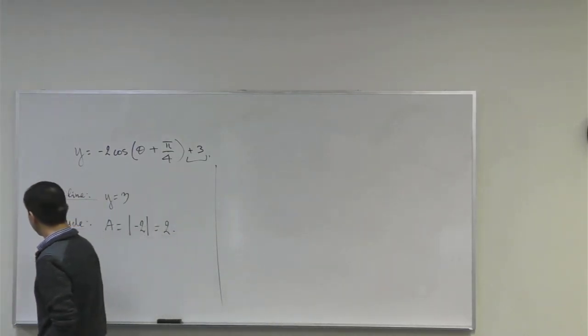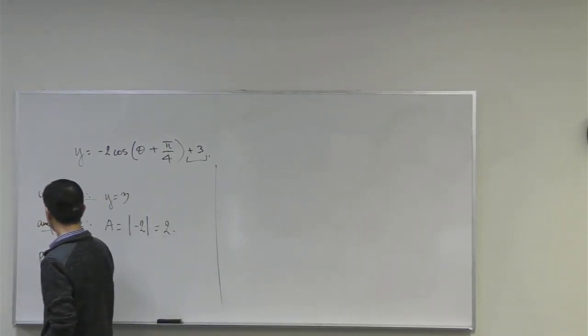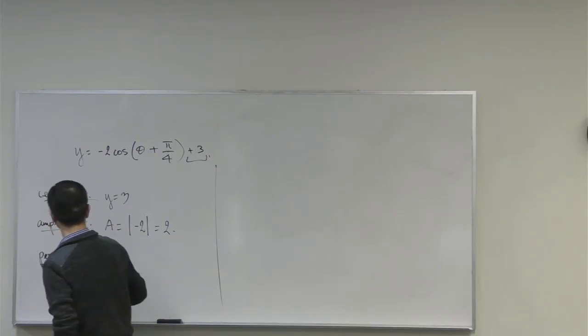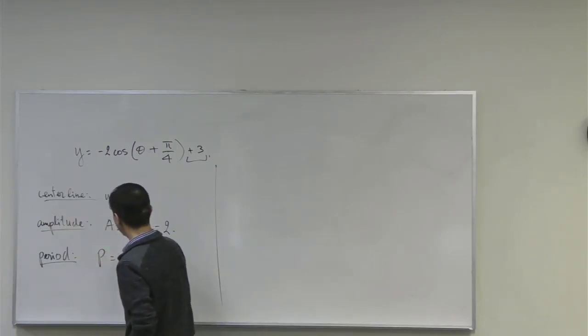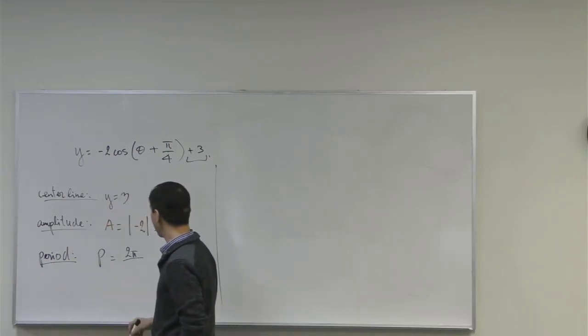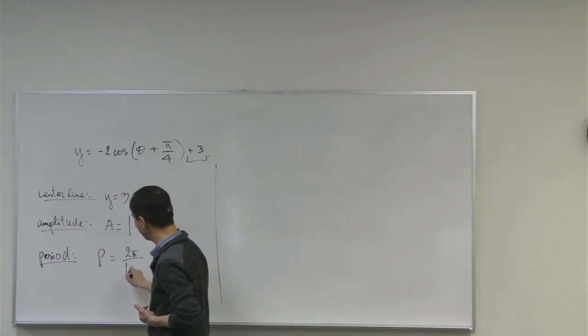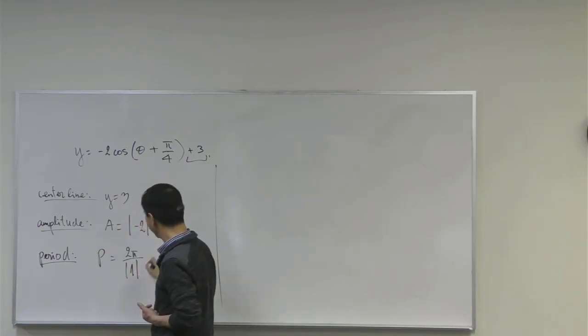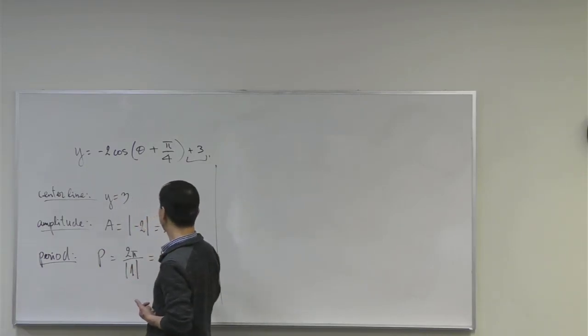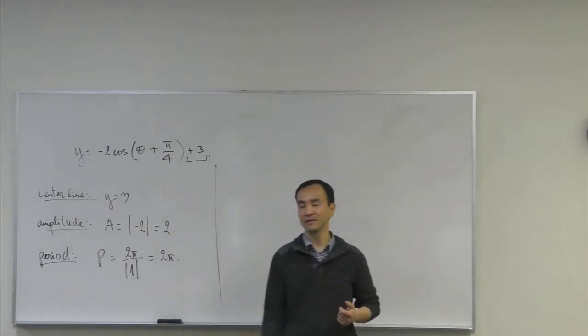The period this time: who can tell me how big that period is? It's always 2π divided by some number. What's that number we divide by? The coefficient of theta is 1, so the absolute value of positive 1 gives me the complete period. It's 2π. Sounds good?